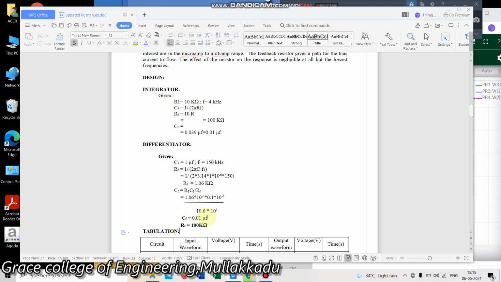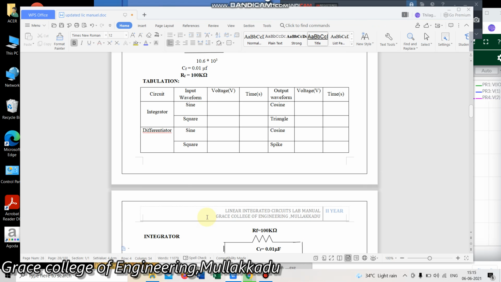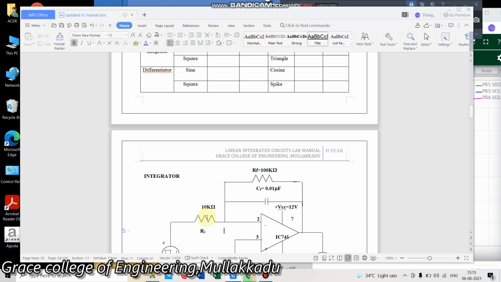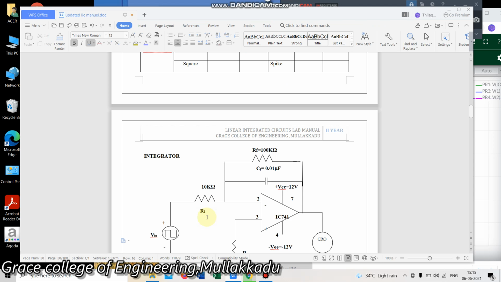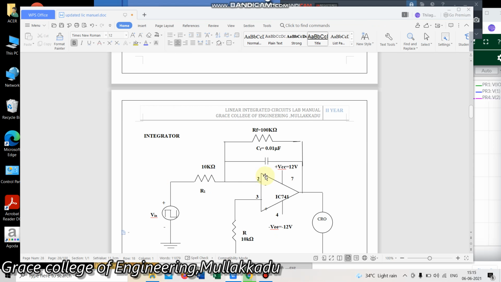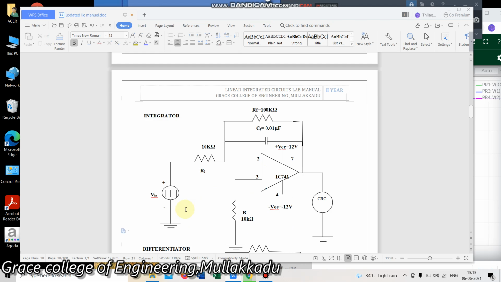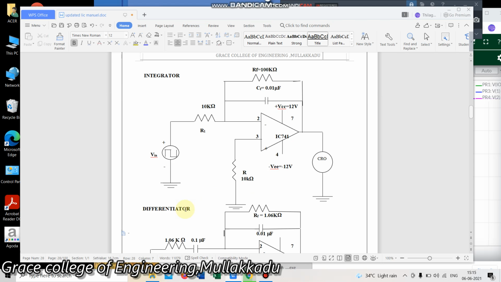Now we are going to see the circuit diagram for the integrator. This is the circuit diagram for the integrator. In the operational amplifier, we are giving the integrator circuit in the feedback, with the resistance RF and the capacitance connected in parallel. The rest of the connection is the same. Here we are giving R1 and with the non-inverting terminal we are going to give the input. Here we are going to give the square wave input and verify the output at the CRO.